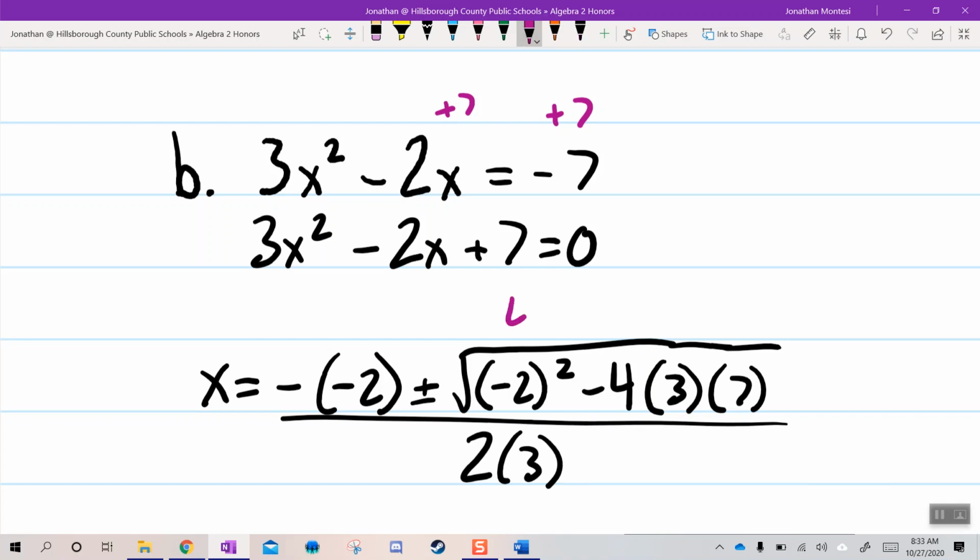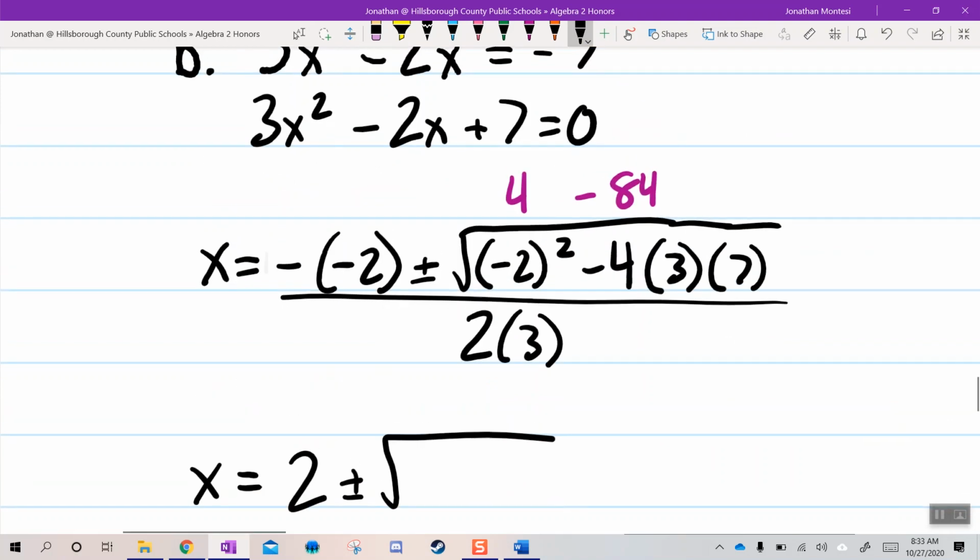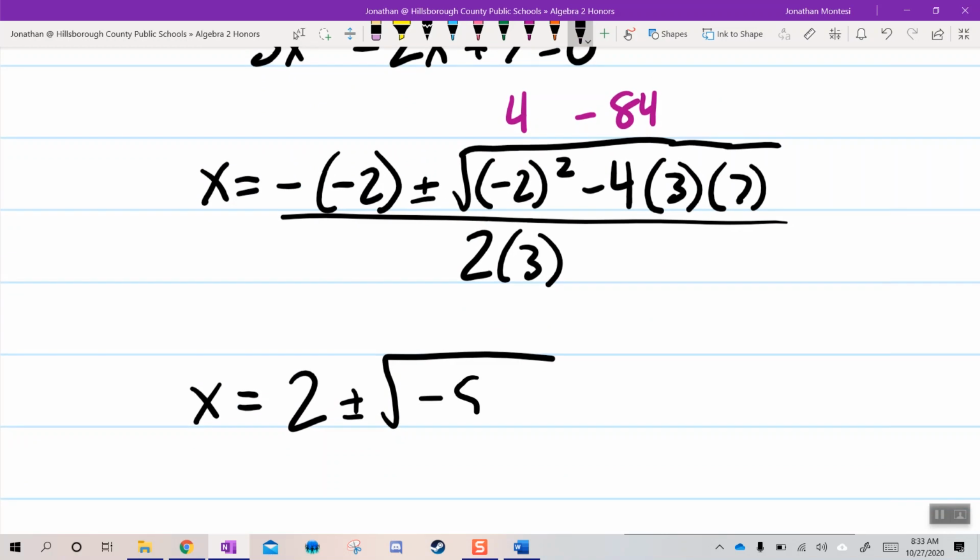Okay. 4, 8, 12, 12 times 7. Too early for this. 12 times 7, 84. Minus 84. Looks like we're going to have some imaginary answers. And again, that's the discriminant part. I knew the inside's negative, so I know I'm going to have some imaginary numbers.